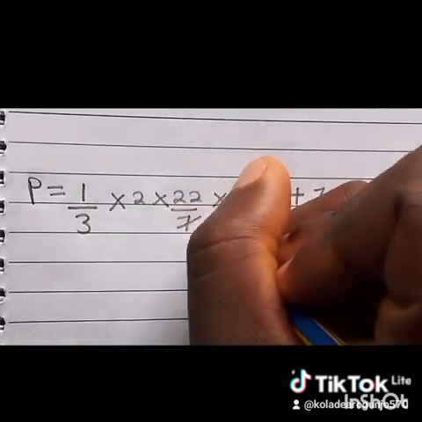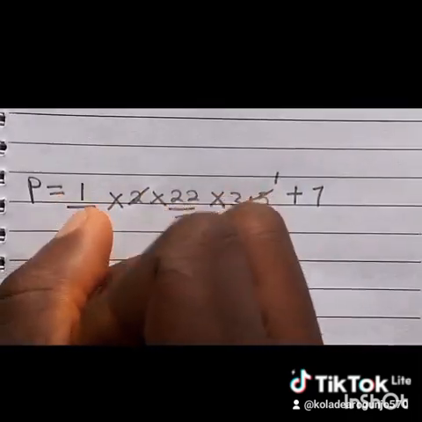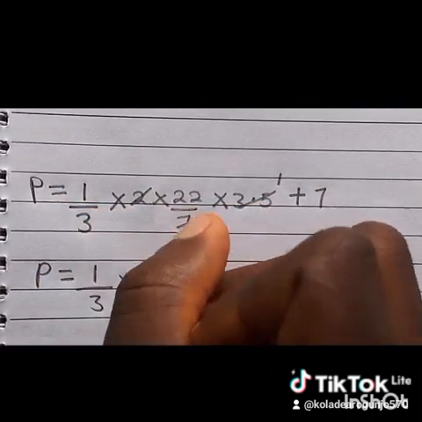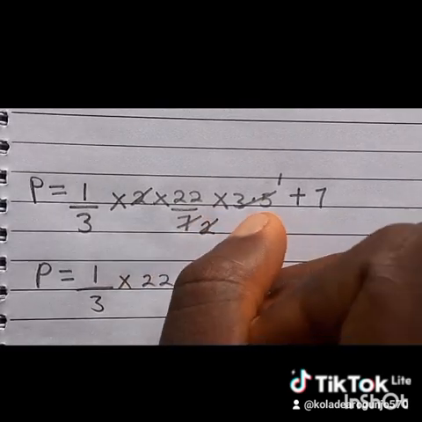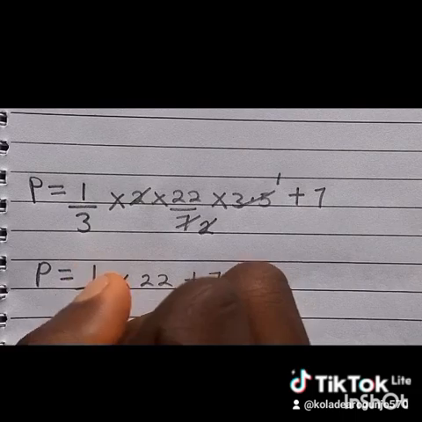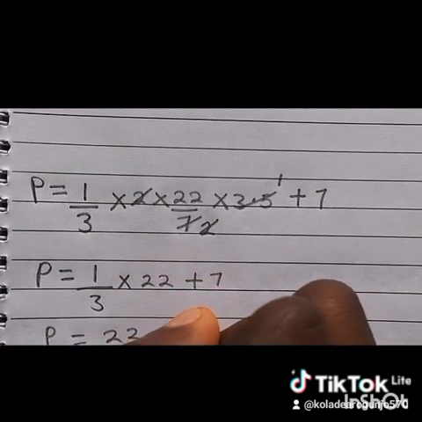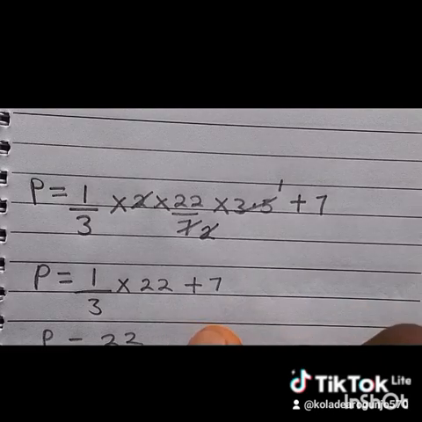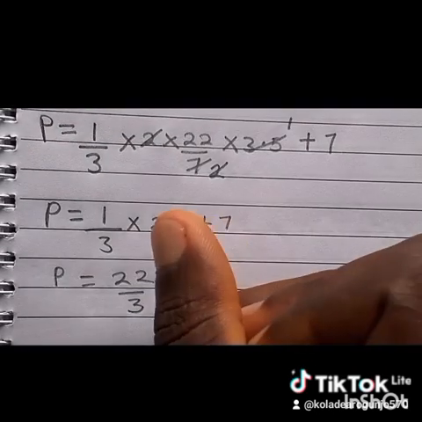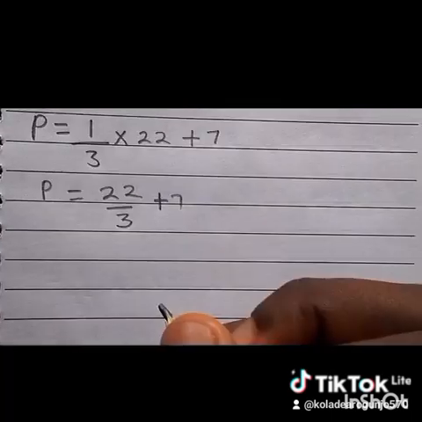plus 7. That's 2 times 3.5, which gives us 7. So 3.5 in 7 is 2, and 2 in 2 is 1. So we have 1 over 3 multiplied by 22, then plus 7. So P is equal to 22 over 3 plus 7. That's P. Remember, I said I wouldn't be saying perimeter, so you should understand what P is.